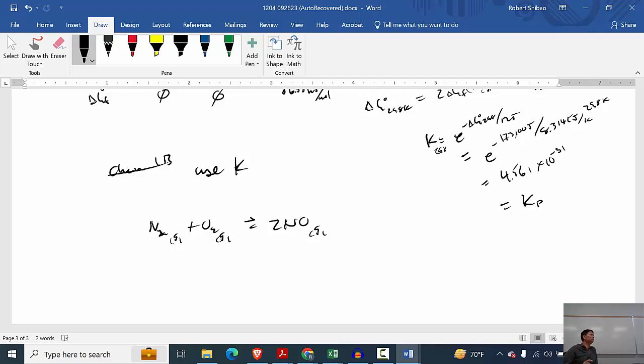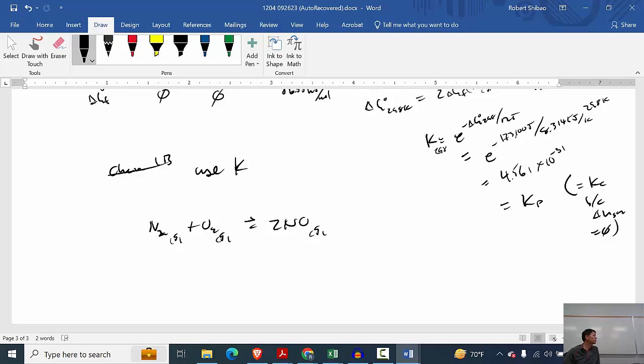And so this is our KP, but in this case, is KP the same as KC? Well, this is equal to KC because delta n of gas is what? Take a look at the delta n of the gas. What is it? It's zero. And so the RT term cancels, and KP and KC are the same thing. So I could do this either way.